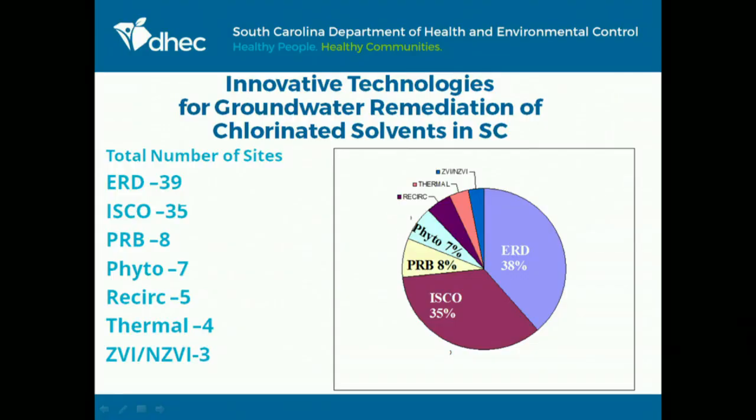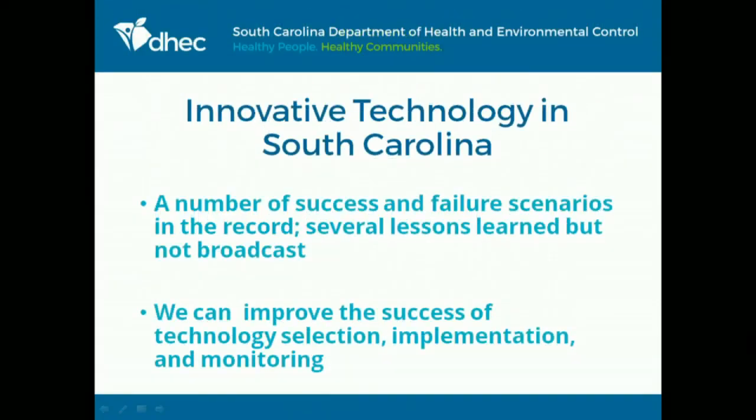So this is the breakdown for the number of sites that I looked at for the different technologies. I looked at 39 sites with reductive dechlorination, 35 ISCO sites, 8 PRBs, 7 phytoremediation sites, 5 recirculation wells, 4 thermal sites, and 3 zero-valent iron sites. There are a number of successes and there are a number of failures. Many lessons to be learned.